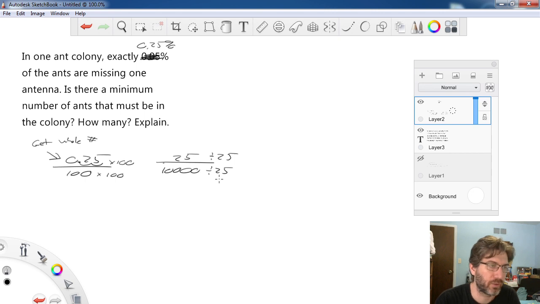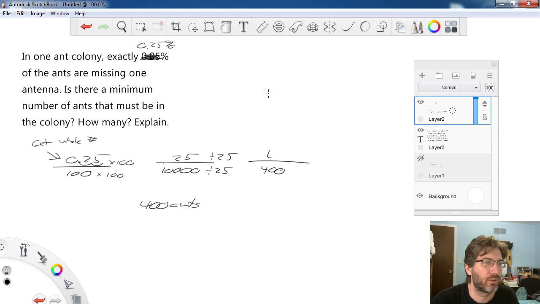So 25 divided by 25 gives you 1. So if one ant had the missing antenna, then one ant represents 0.25%. How many ants were there? That's just 10,000 divided by 25, which gives you 400. So in this case, your answer would be 400 ants.